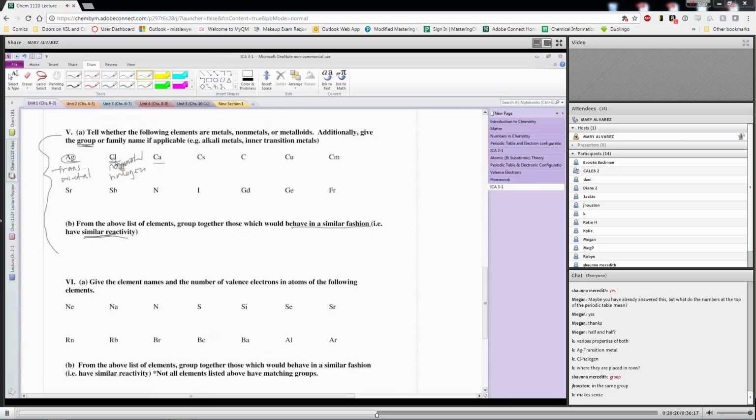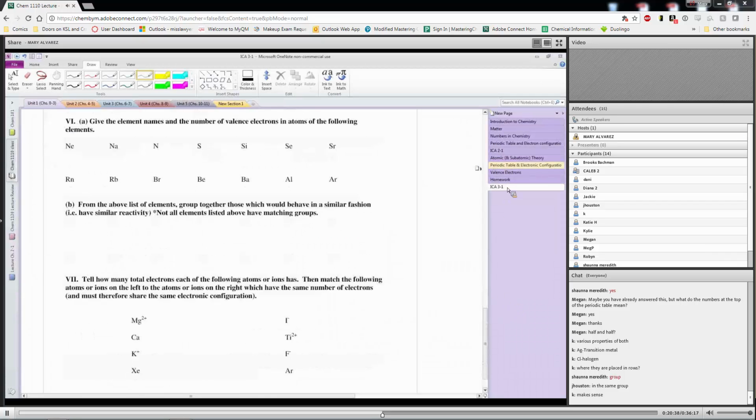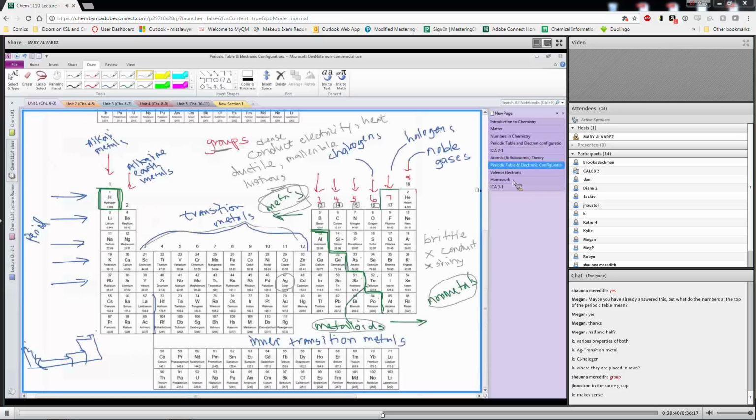So if we're looking here, we would say chlorine. Once you went through all of these, you would see, oh, okay, iodine's a halogen too. So we're going to have chlorine and iodine in the same group. We said we had silver and copper were in the same column, so those are going to be in the same group. Okay, I'll let you guys do those because we have got to talk about electron configurations.